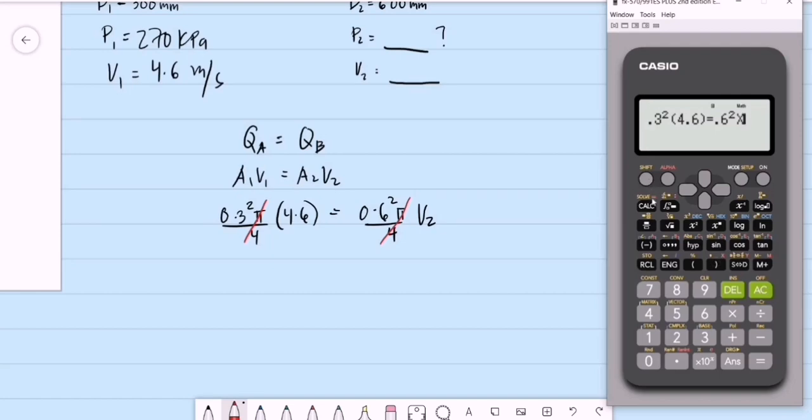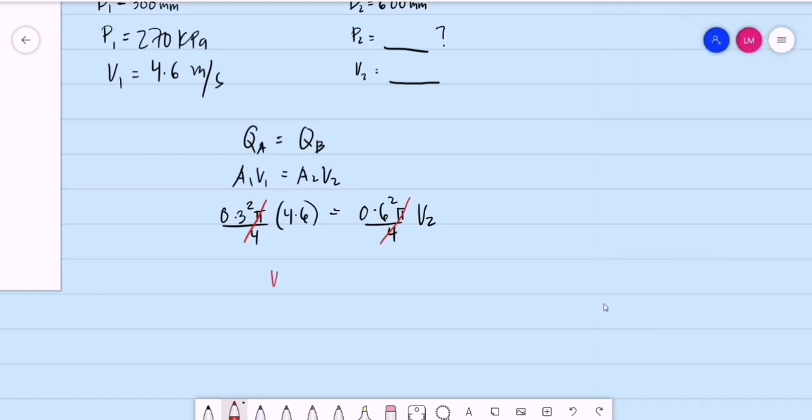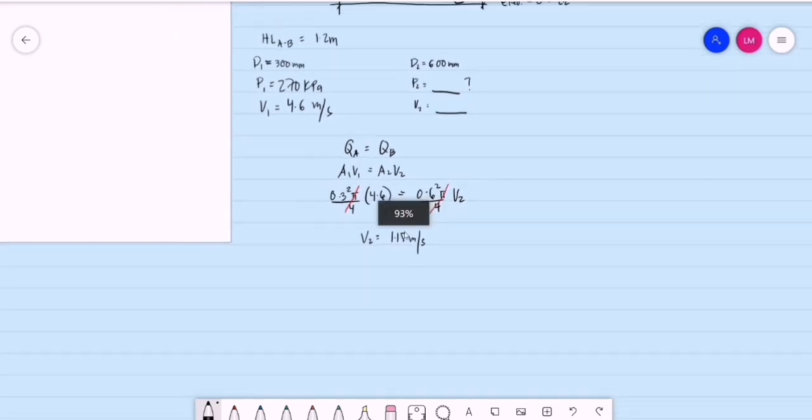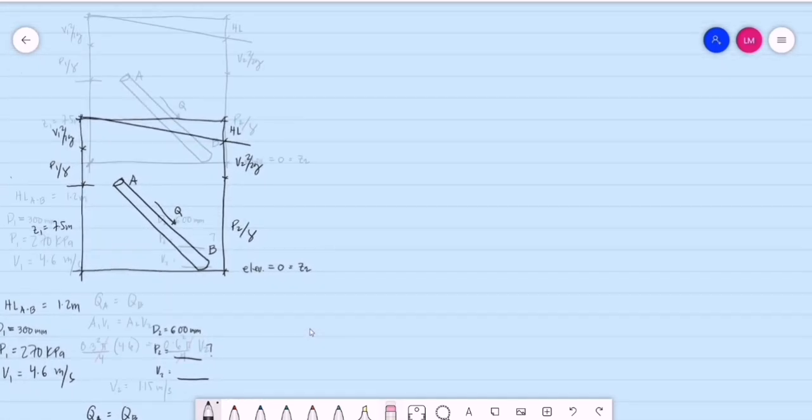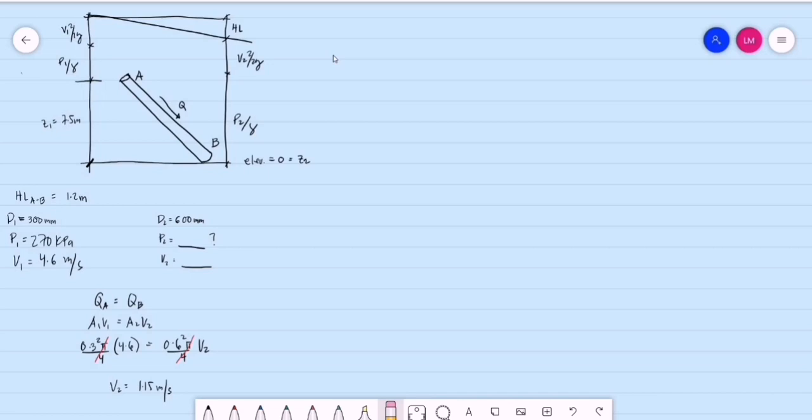Okay, so solving for velocity number 2, we have V sub 2 is equal to 1.15 meters per second. Then I think our equation will be complete. We can now substitute into our energy equation. Okay, so let us write our energy equation.